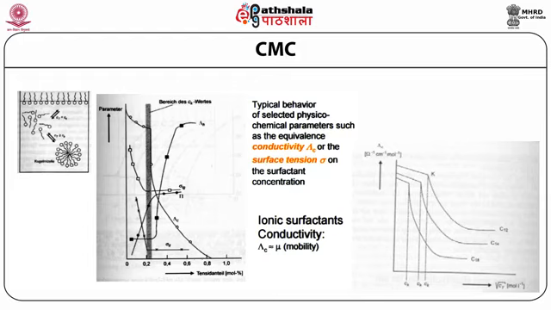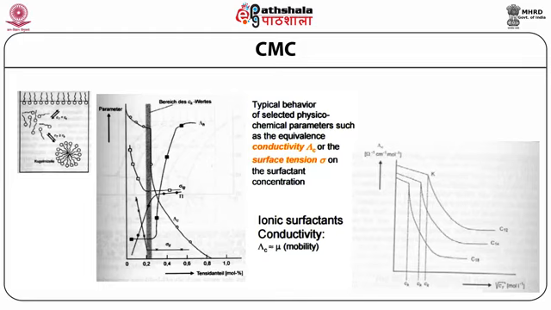Size and CMC are two which we have already talked about. CMC of common ionic surfactants has been found to be in the range of 10 raised to the power minus 3 or 10 raised to the power minus 2 molar. As already indicated, CMC of non-ionic surfactants is lower.